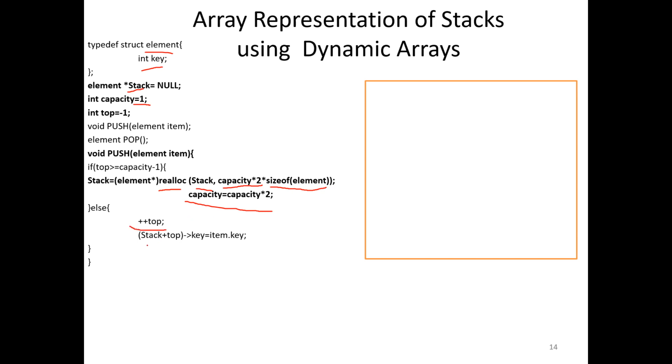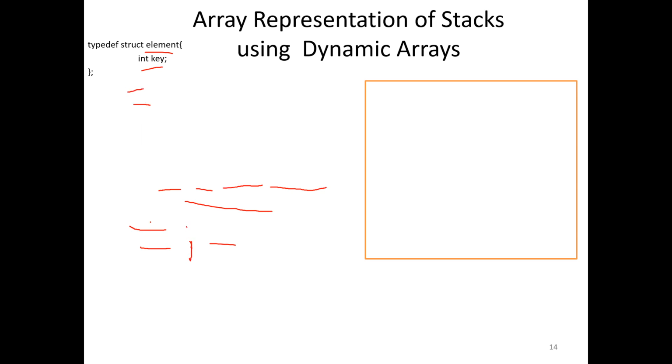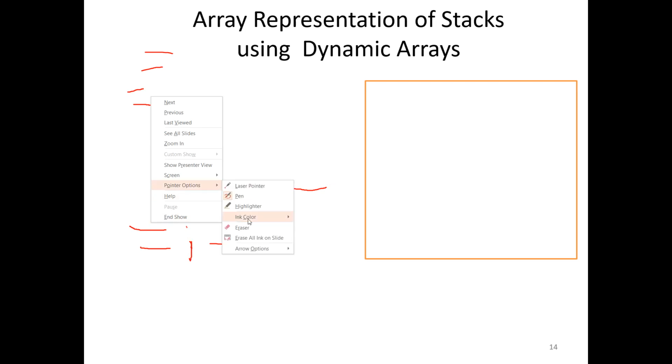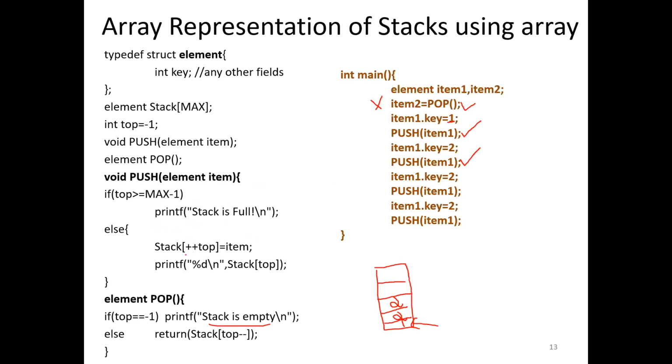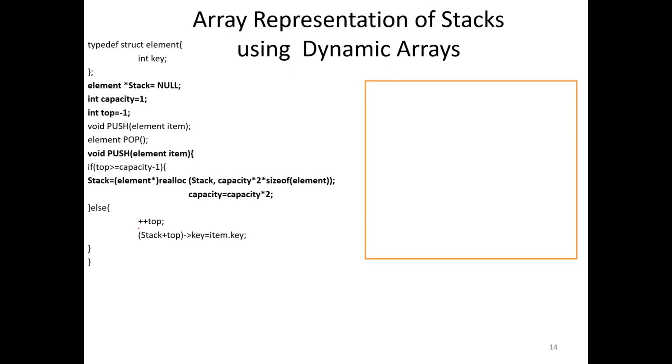Increase the top value. In that place, insert that element. As it is a pointer, use the arrow operator. If it is not a pointer, then dot is okay, like the previous case. Increase the top value. See, in the previous case also it was the same thing. Top is incremented, then the item is inserted. First the auto increment is done, then the assignment happens. Here also it is the same: first incremented, then the item is copied to that place. Remember to use the arrow operator because it is a pointer.